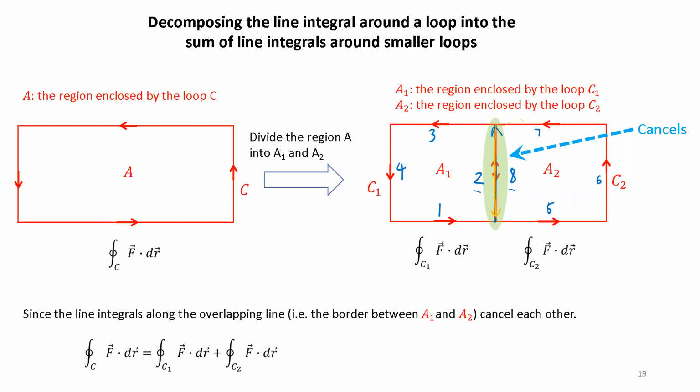So at the end, I only need to take care of 1, 5, 6, 7, 3, and 4, those 6 parts. And these 6 parts exactly give me these 6 parts. Because of the cancellation for the middle line, the line integral around this big loop is the same as the sum of the line integrals for the 2 smaller loops.